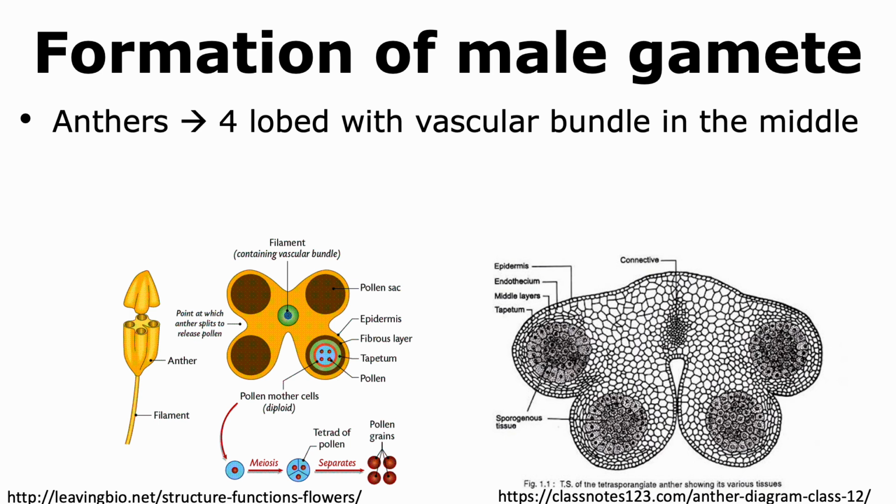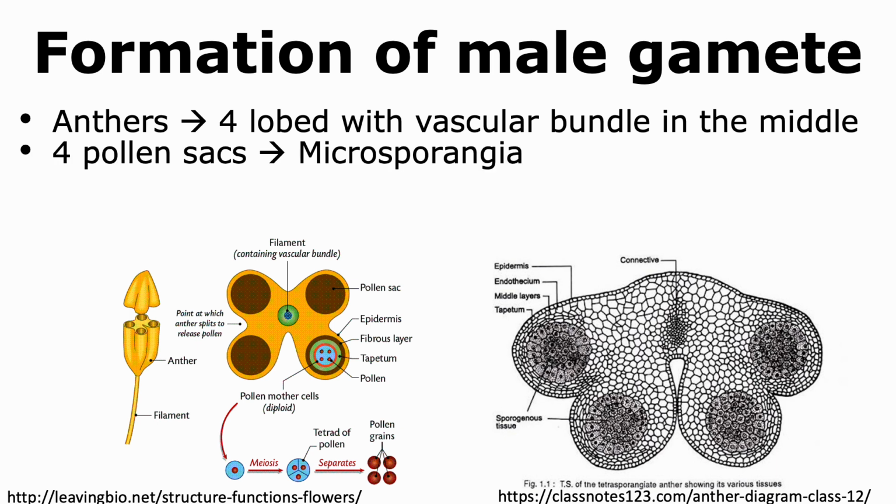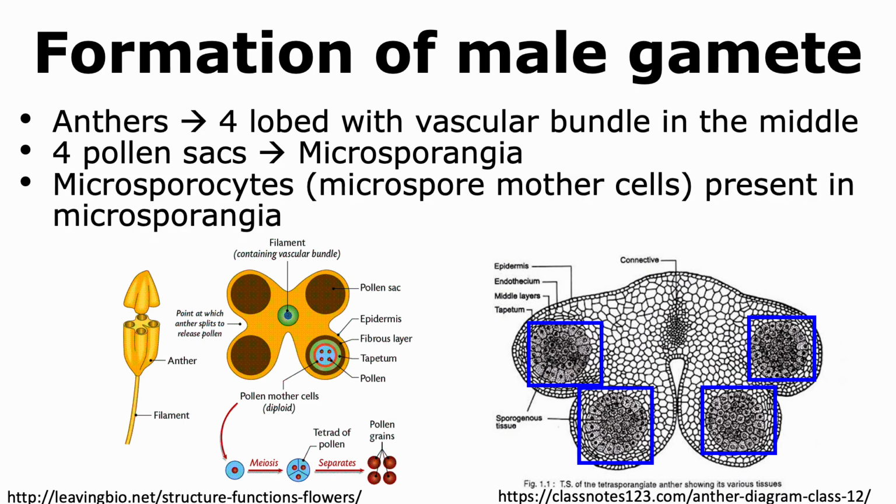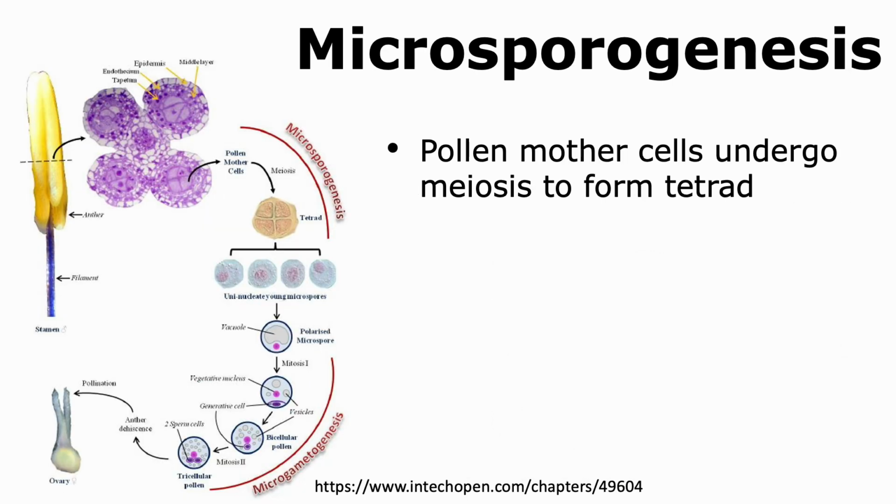Male gamete formation begins in the anther, which is a four-lobed structure with a vascular bundle in the middle. In each of the lobes, there is a pollen sac, and thus, with four lobes, there are four pollen sacs, which represent the microsporangia. Within the microsporangia are microsporocytes, which are diploid cells and are also called the microspore mother cells. These are the cells that will give rise to the microspores. The process of forming microspores is called microsporogenesis.